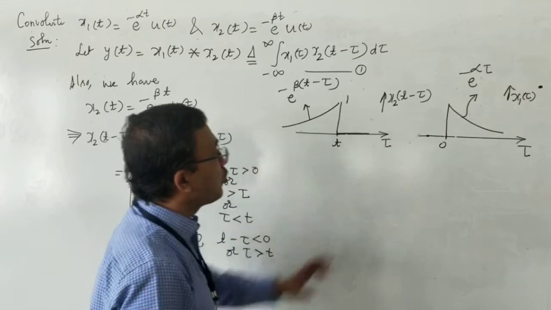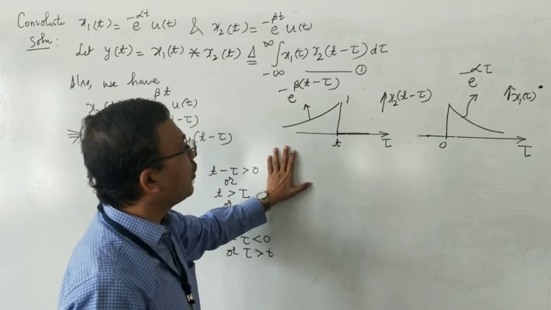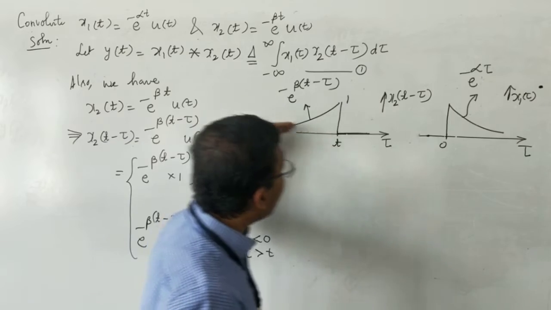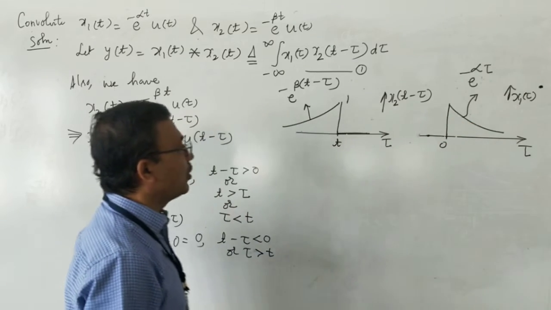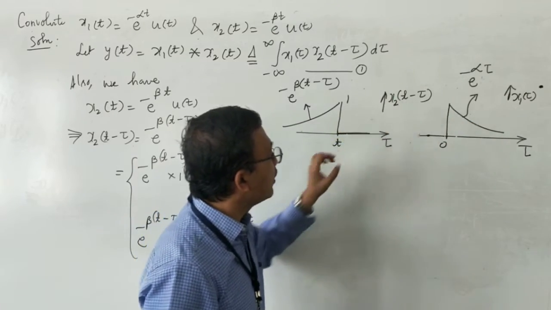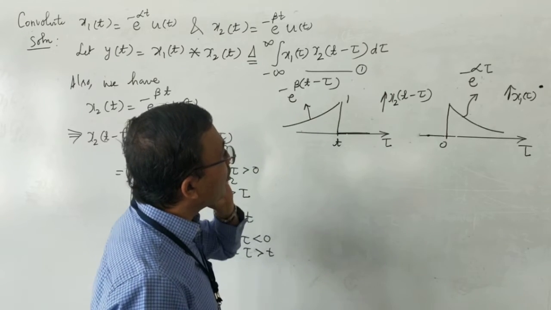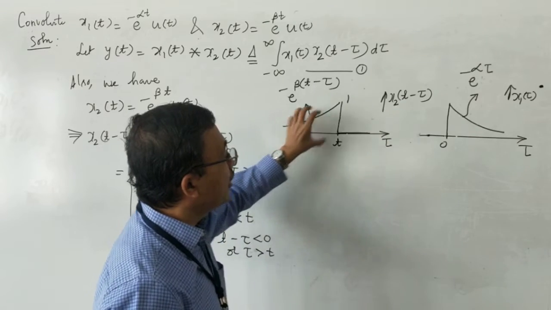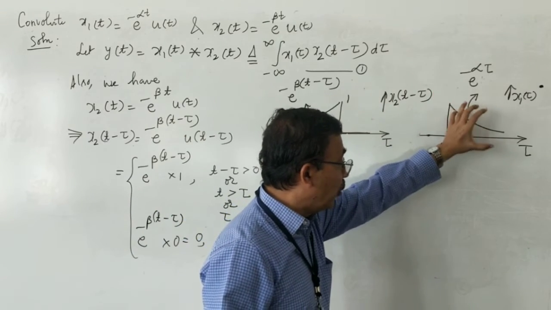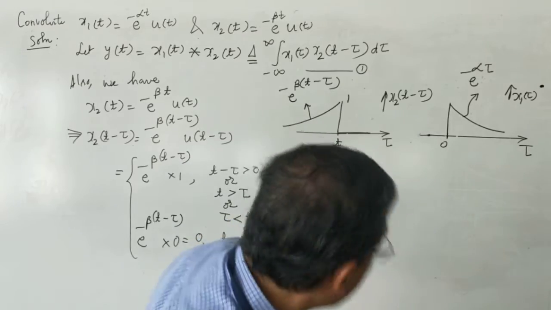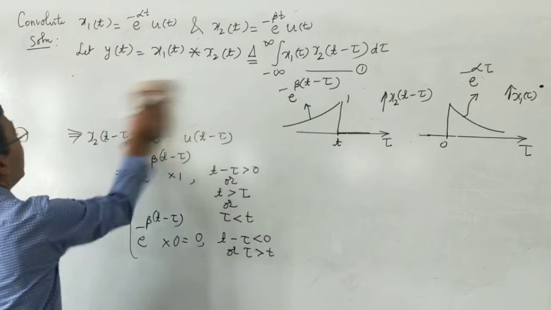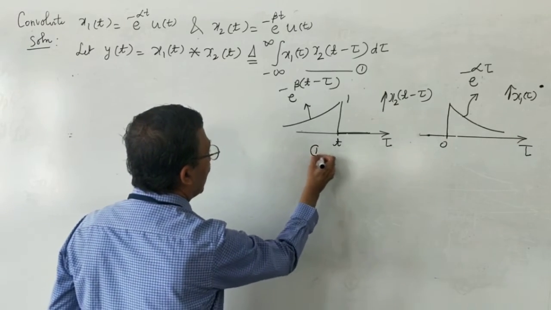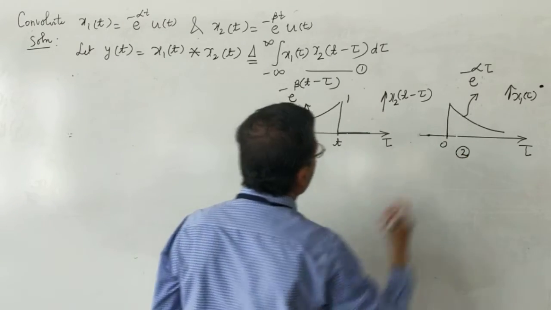Now I know what is x1 of tau, I know what is x2 of t minus tau. As I have told earlier, this figure has to be slided against this figure to create overlap for different values of t. This is the objective. Always the figure that will be moving, keep it on left side, and the figure which is stationary, which is immobile, keep it on the right side. Now I consider various cases. This I call figure number 1, this I call figure number 2.